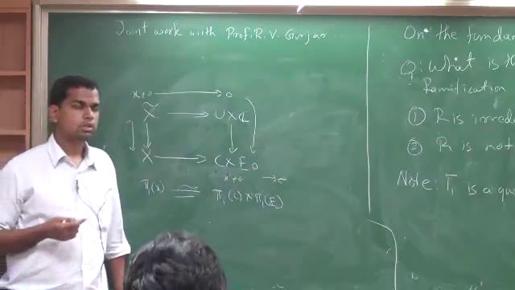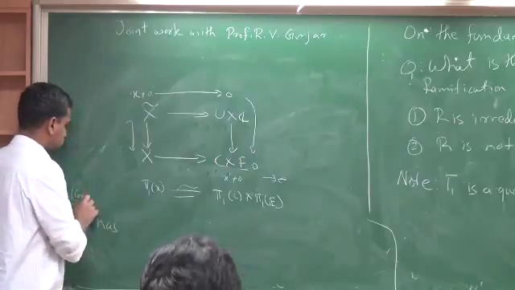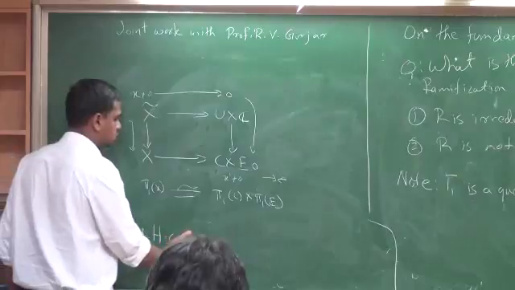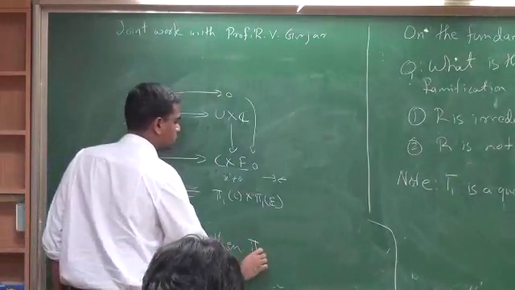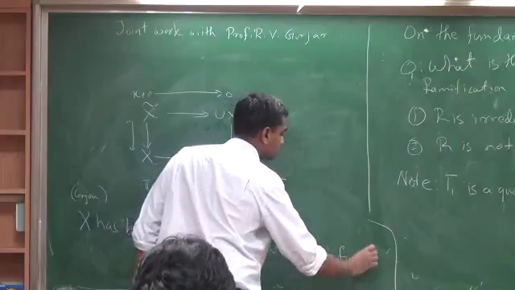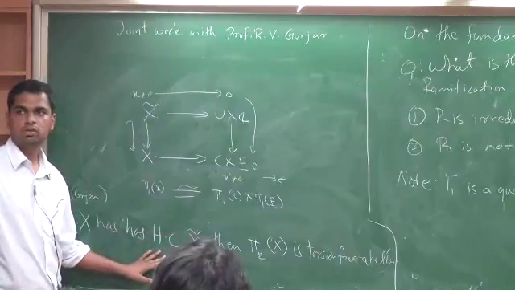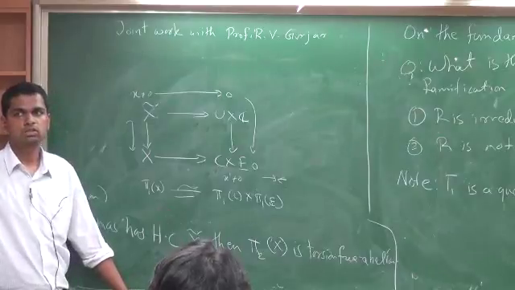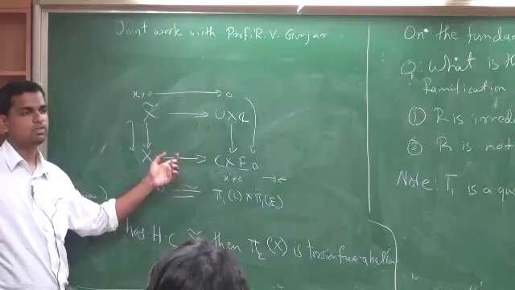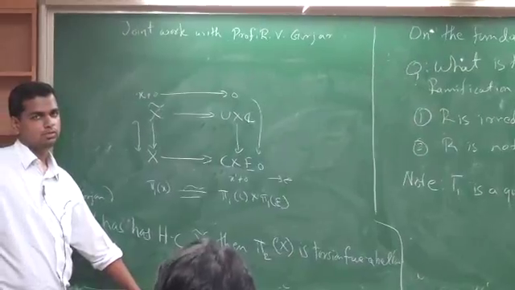And as a result, some time ago Gurjar had shown that if X has a holomorphically convex universal cover X tilde, then pi 2 of X is torsion free abelian. If X has a holomorphically convex universal cover, then the second homotopy group of X is torsion free abelian. This was shown by Gurjar, I think, in 2004. So because we have proved the Shafarevich conjecture for these genus-2 fibrations, we also know about the second homotopy group of X.